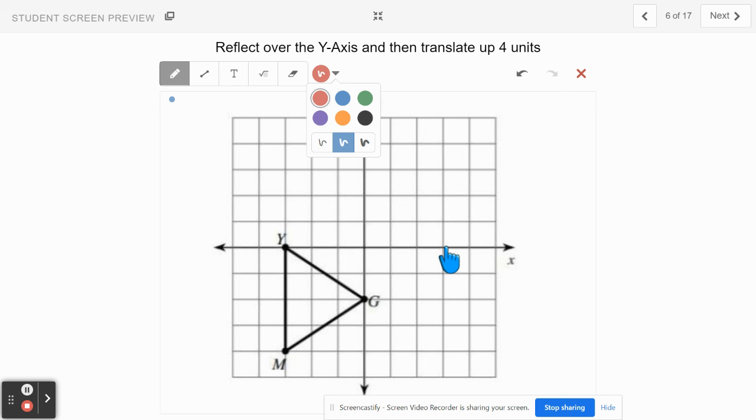So if I'm going to go y here, y is going to be here. All right, if I'm going to go m here, m is going to be here.